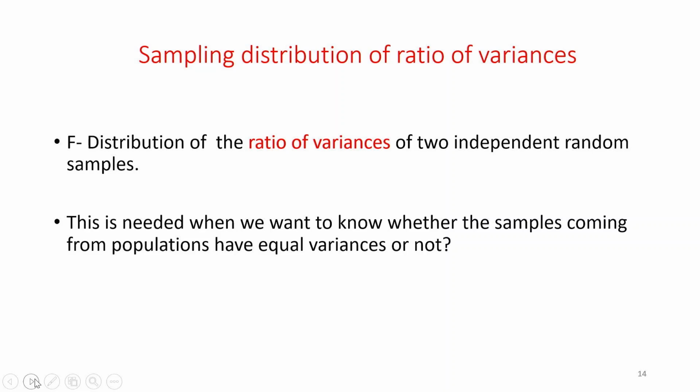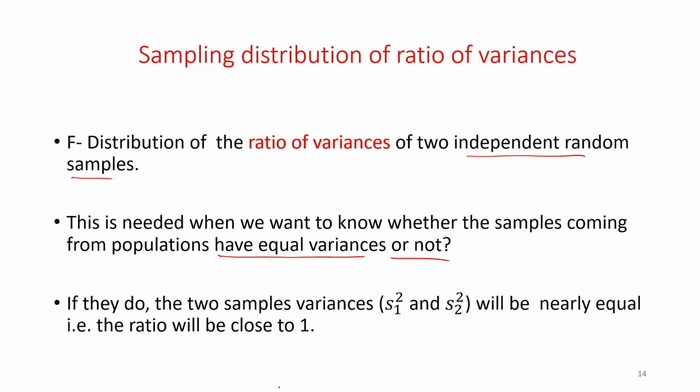Now what is the F distribution? It is the ratio of variances of two independent random variables, and it follows a distribution which is called the F distribution. This is needed when we want to know whether the samples coming from populations have equal variances or not, or whether there is too much difference between the variances. That time this kind of situation may appear, and we need to get an answer. If they do, the two sample variances will be nearly equal.